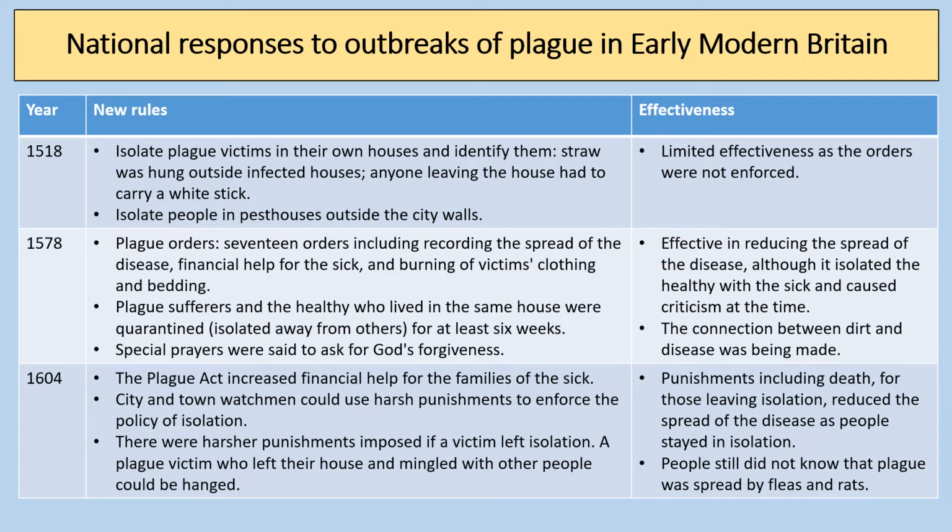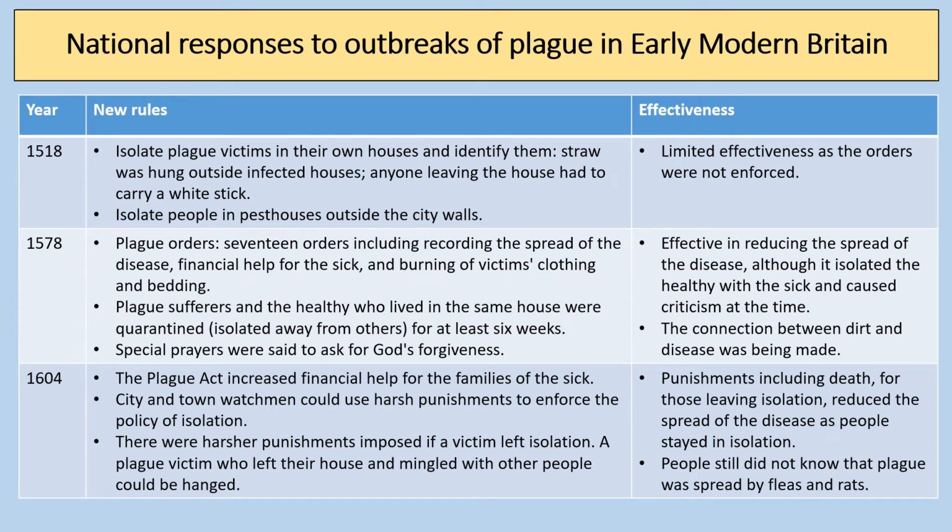So in 1518, for example, when the plague struck, this is the start of the rule of Henry VIII. He's been king for about 9 years by this stage. The rules were to isolate plague victims in their own houses and identify them. Straw was hung outside infected houses. Anyone leaving the house had to carry a white stick. Isolate people in what are called pest houses outside the city walls. The problem with this is that it would have been effective, but the orders were not enforced. But we're starting to get governments dealing much more with people's health.